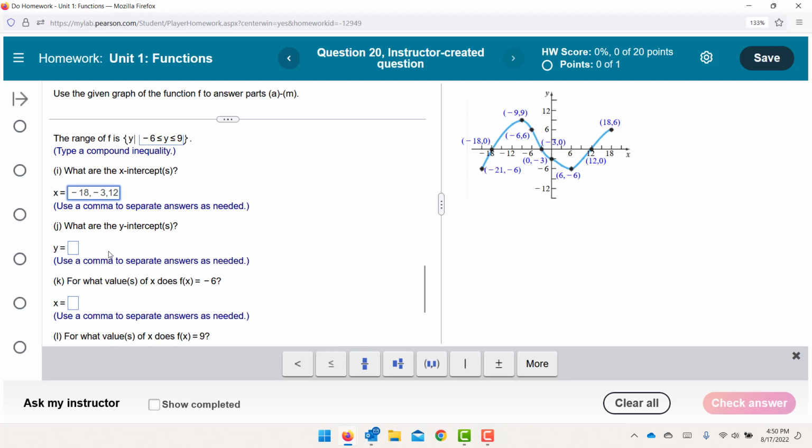Then part J, what are the y-intercepts? Where does it cross the y-axis? Or where is x 0? Because if you're on the y-axis, x has to be 0. That is this point right here. X is 0, y is negative 3. So negative 3 is the y-intercept.